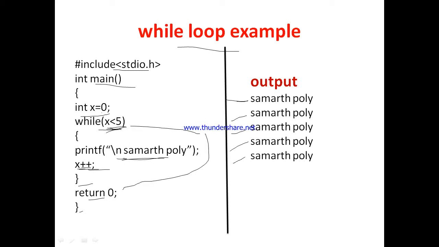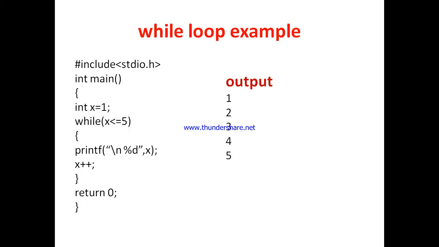Now when return 0 is encountered, the main function ends. The output is "some other poly" printed 5 times, because here x is given 0 and the condition is x less than 5. Now let us see the next program.